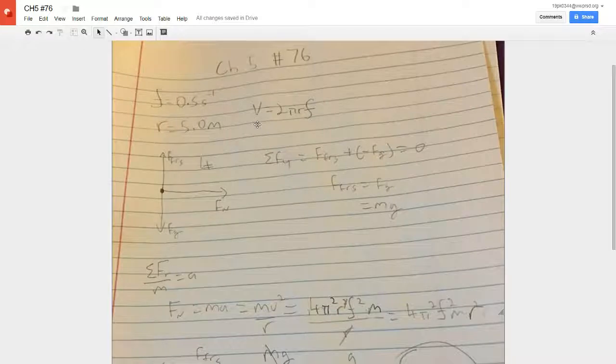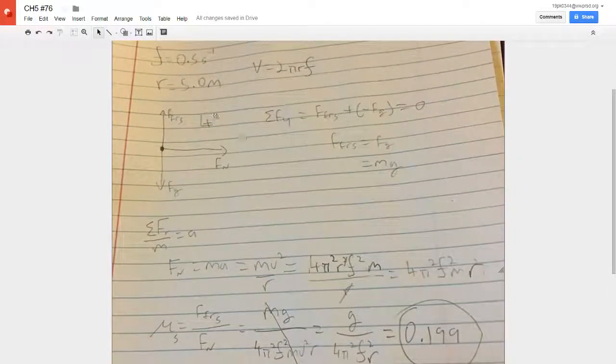So our known variables: we have the frequency. We know that the ride revolves 0.5 revolutions per second. And we also have the radius, which is 5 meters. And right here, I wrote that velocity is equal to 2 pi r f, because we can convert this frequency into an angular speed just by multiplying it by 2 pi. And since linear speed is just angular speed times the radius, we get 2 pi r f.